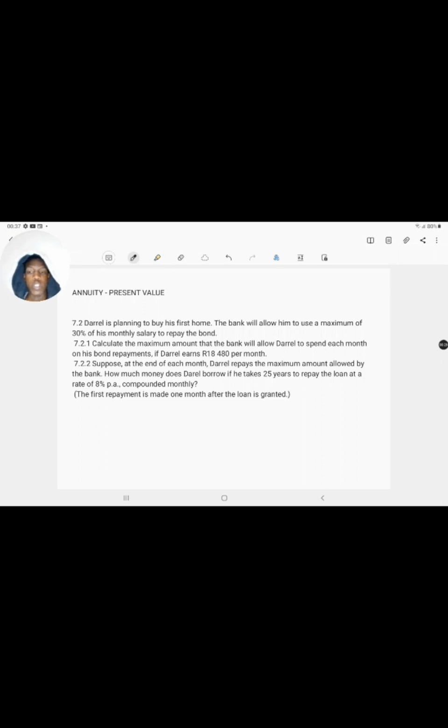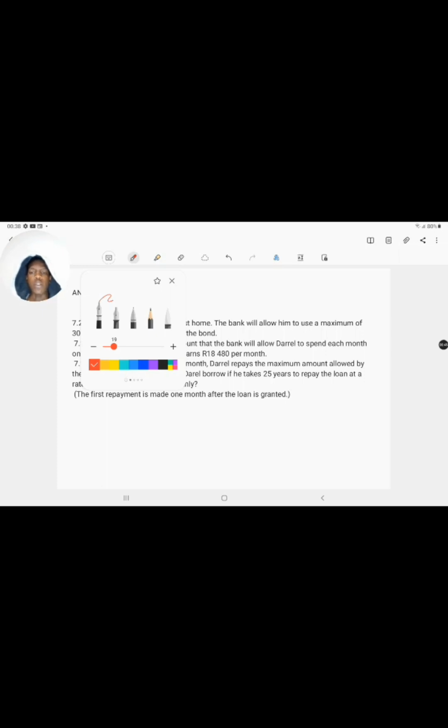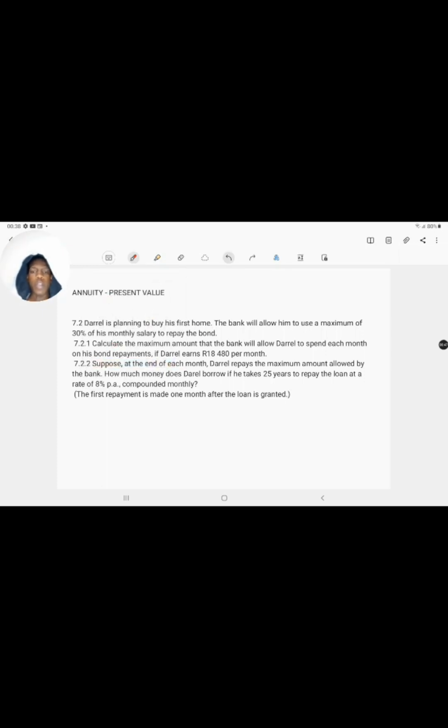Okay, so this question is from a past exam paper, the 2014 November Paper 1 exam. And this is what it said. Daryl is planning to buy his first home. The bank will allow him to use a maximum of 30% of his monthly salary to repay the bond. So he'll have a bond that he will have to repay, and the repayment has to be 30% of his salary.